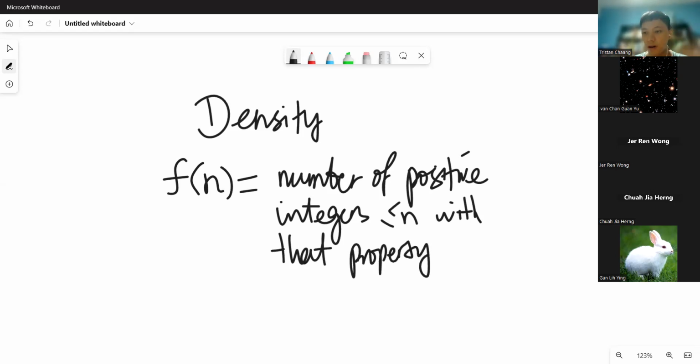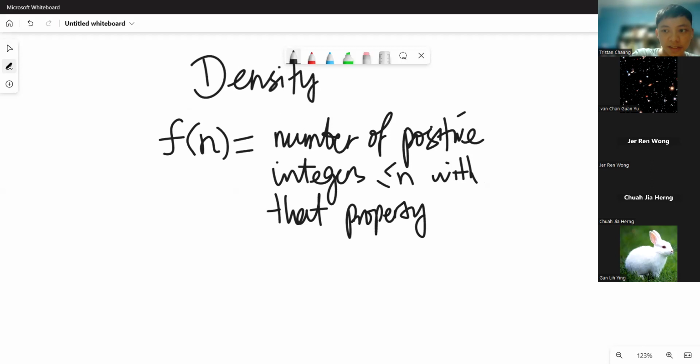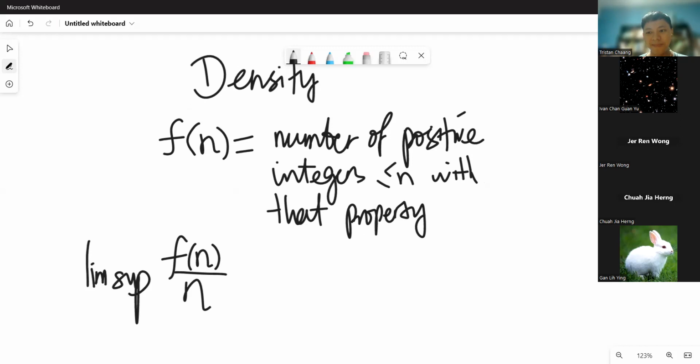Then sometimes you want to see how dense the numbers with this certain property are in the set of positive integers. Then you might consider Fn over n, right? And maybe you look at this ratio as n goes to infinity. Maybe it doesn't converge, so let's just take the limit superior. If you don't know what this is, it's fine. Basically, you can just pretend it converges.